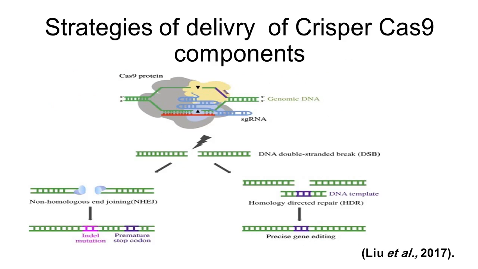We have three strategies for delivery of CRISPR-Cas9. The easiest one is using the same vector to express Cas9 protein and small guide RNA. The second one is to introduce a mixture of the Cas9 mRNA and the small guide RNA that will be translated in the cell. And the third strategy is to directly deliver into cells a mixture of the Cas9 protein and the small guide RNA that have been translated.